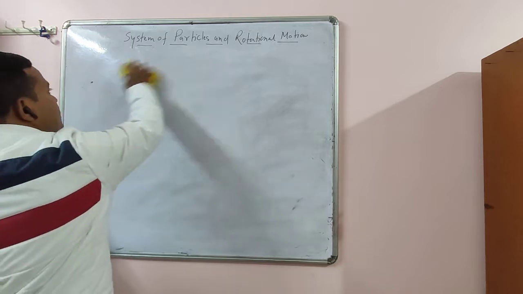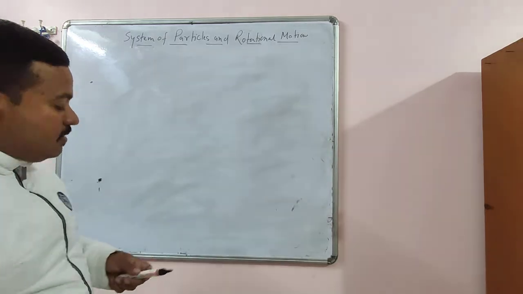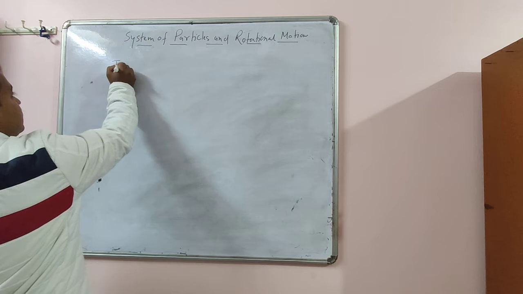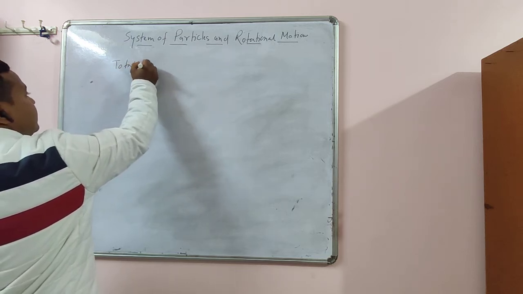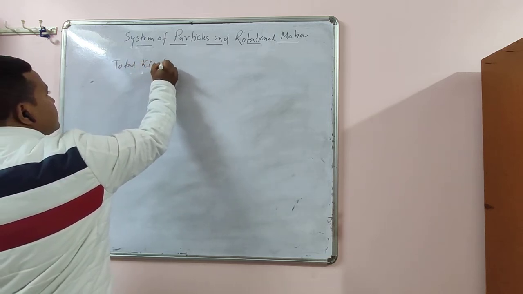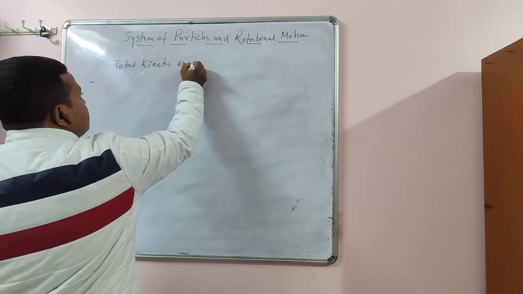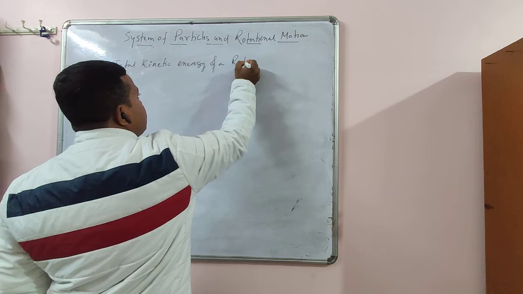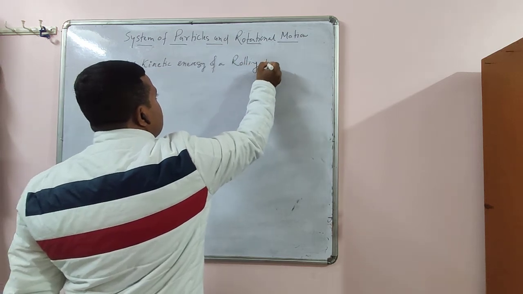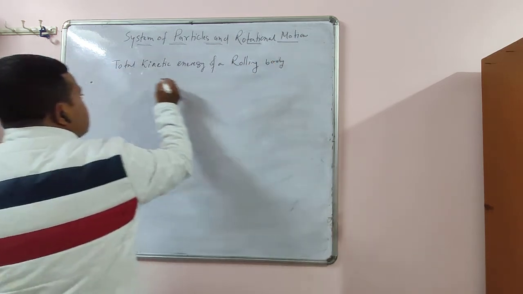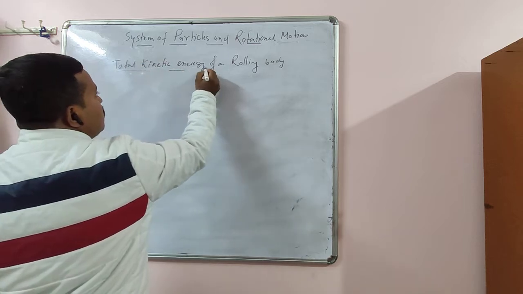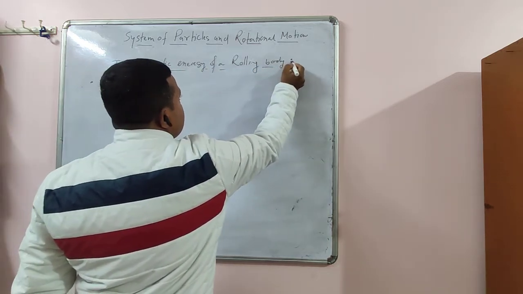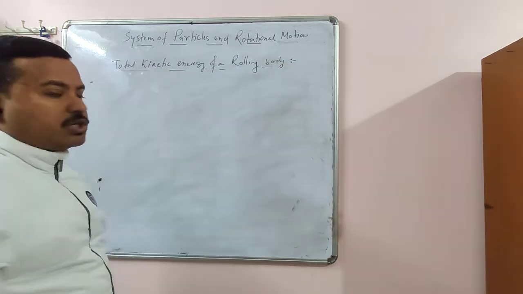Now move to total energy, total kinetic energy of a rolling body. So as I have explained earlier, rolling motion is nothing but a combination of translational and rotational motion.